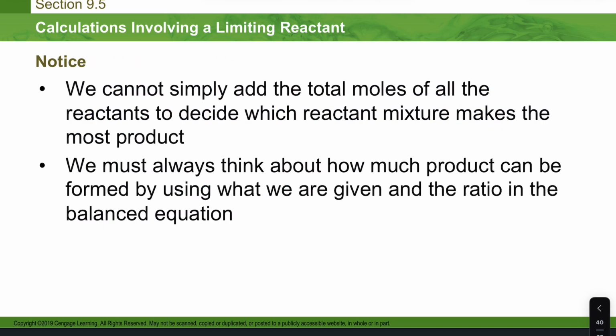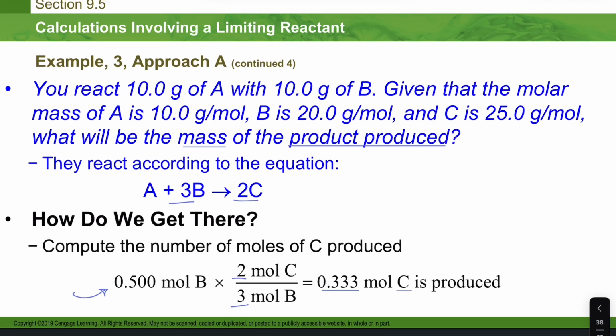So we can't just simply add the total moles of all of the reactants to decide which reactant is going to make the most product. It's not going to always just be 1-to-1. You have to think about how much product can be formed by using what we're given. So this could be seen here. We have 10 grams of A and 10 grams of B. And even though they're equal, because this reacts in a 1-to-3 ratio, we're not always going to have the correct number of moles.